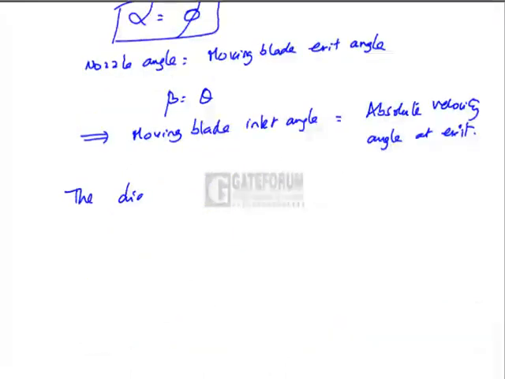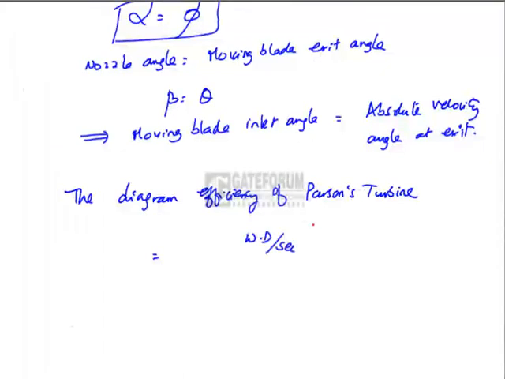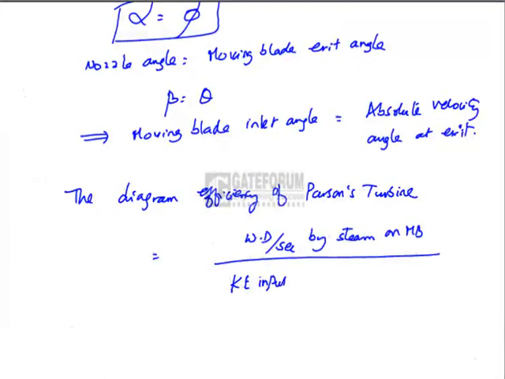The diagram efficiency of Parsons turbine can be given as work done per second by steam on moving blade divided by KE input per second plus delta H of steam in moving blades, because a part of the work done by the steam on the moving blades is obtained due to the reaction force exerted by the steam on the moving blades.